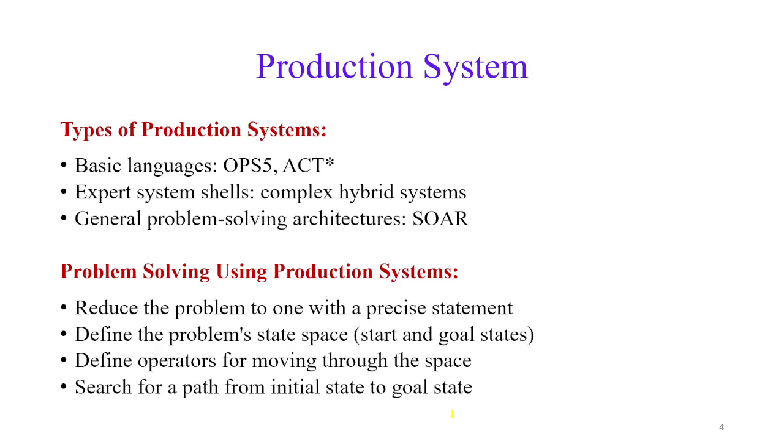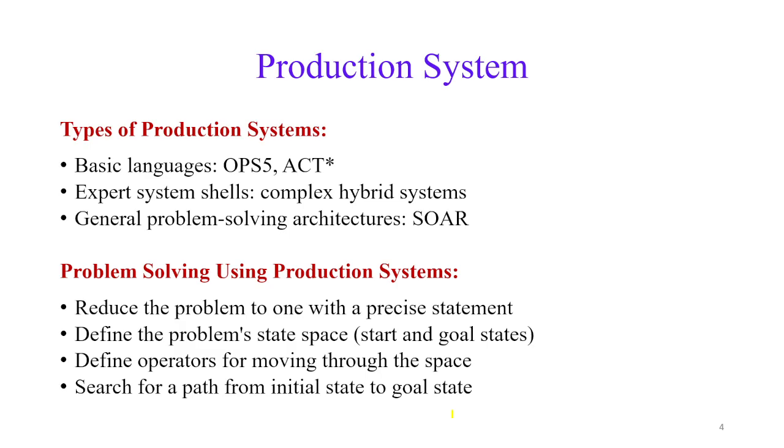Now we'll talk about problem solving using production systems. Okay. First one: reduce the problem to one with a precise statement. This means taking a vague real world challenge and expressing it in a clear, formal way. For example, instead of a vague statement like "find the shortest route", you state: given cities A through Z and distances between them, find a sequence of cities from A to Z that minimizes the total distance.